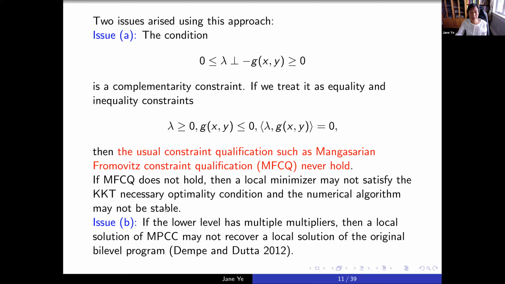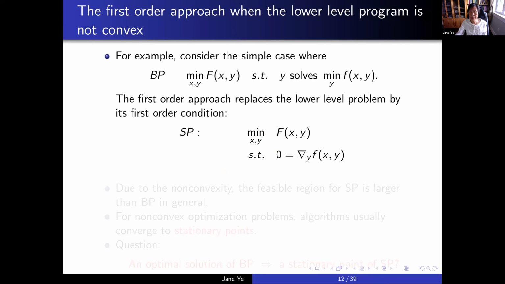And the most important issue is that this approach only applies to the case where the lower level problem is convex, right? So let's look at what happens if you apply the first order approach for the bilevel problem where the lower level is not convex. Let's get an idea of what happens here. Suppose we consider a very simple case, where we assume no lower level constraint. So we just have the upper level objective and the lower level objective, that's it, no constraint.